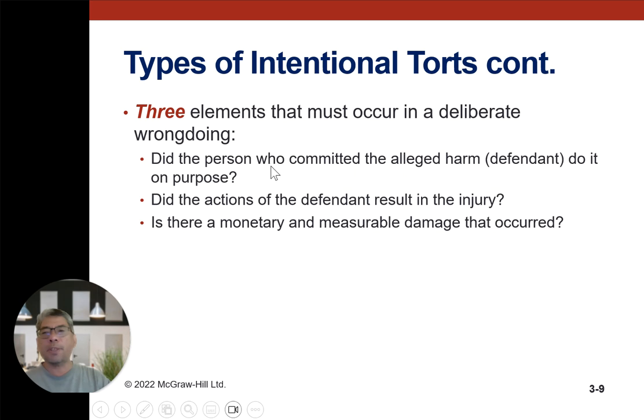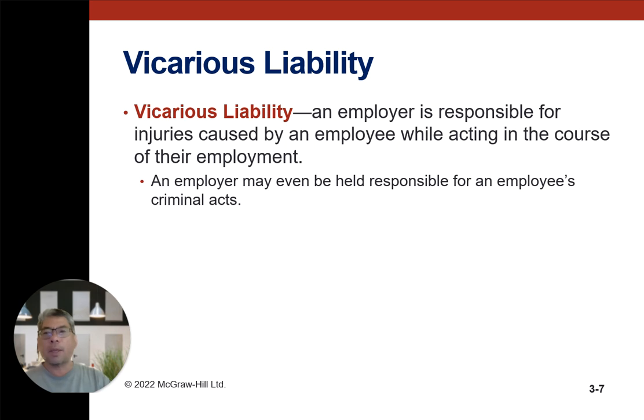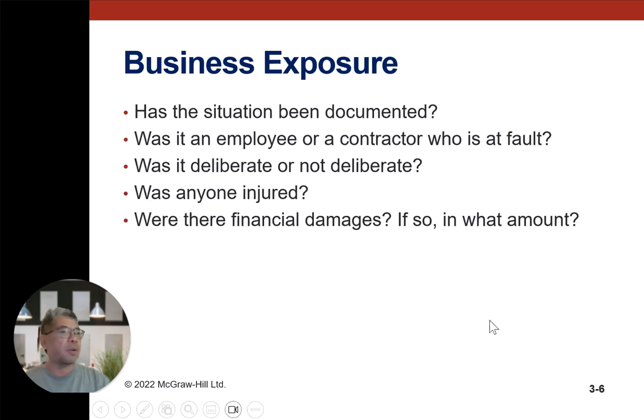Number one, did the person who committed the alleged harm, the defendant, do it on purpose? Number two, did the action of the defendant result in injury? Is there a monetary and material damage that has occurred? Let me just go back. I have accidentally pushed the button. So these are the five questions that have to be answered in terms of business exposure.